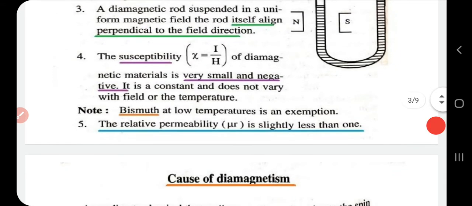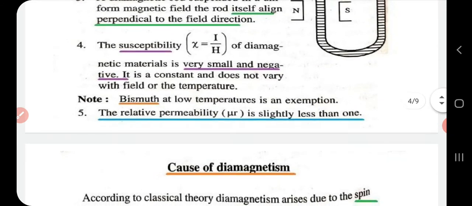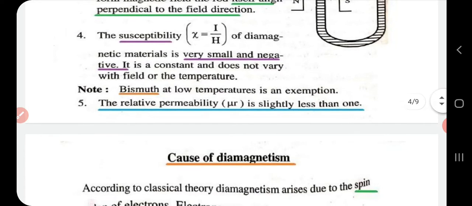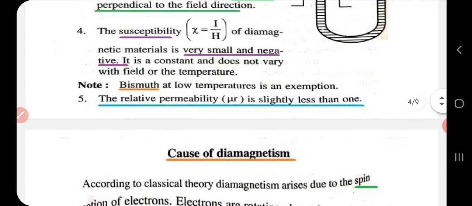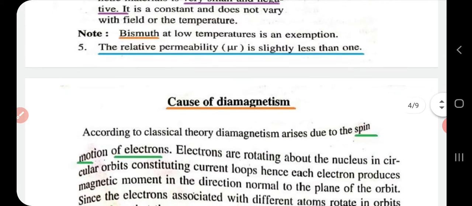Now next is the susceptibility chi, given by I by H. I is the intensity of magnetization and H is the magnetizing field. Its value is very small and negative, and it is a constant and does not vary with field or temperature. The only exception is bismuth. Now the relative permeability mu r is always less than 1.